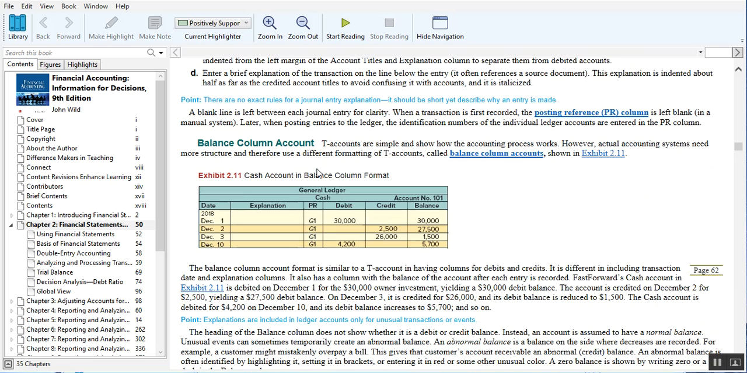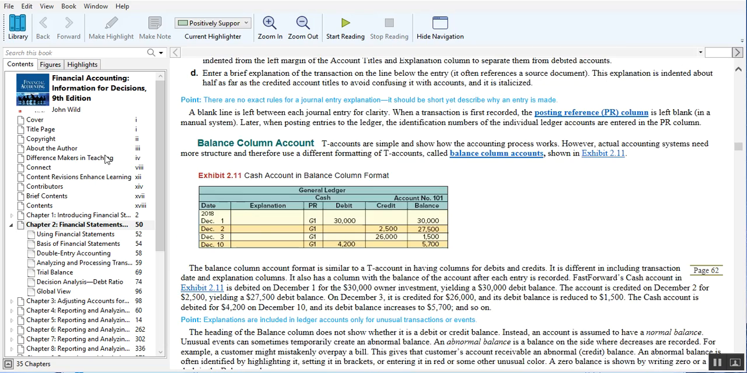Now, when we go to the ledger, we're going to use a sort of expanded version of T accounts, where we have a debit and credit in this general ledger account, but we also have a third column, that's the balance column. So in this case, we're recording a debit of $30,000, and we show the credits coming out that reduce the balance that we had in the beginning. So we recognize those credits as reductions to that balance.